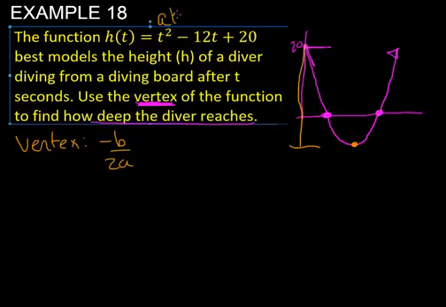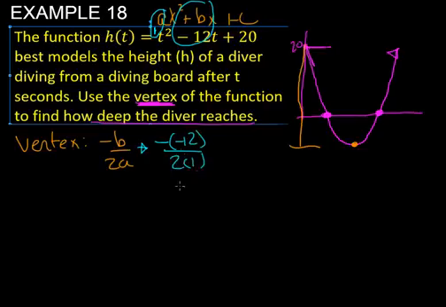So we have ax squared plus bx plus c. All right, so b is negative 12 and a is 1. So we plug that in. We have negative 12 over 2 times 1. So a negative negative is a positive 12. That's positive 12 over 2, which is 6. So that means that at 6 seconds, right here, we reach our maximum depth.